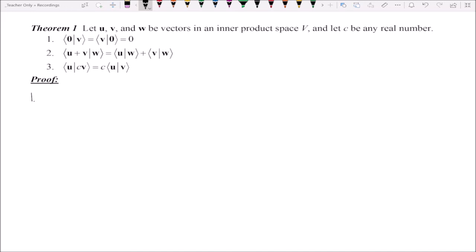In the proof, we shall only prove this first statement. The other two are fairly simple. I've already explained sort of how to do it, and so that will be left as an exercise for the viewer.